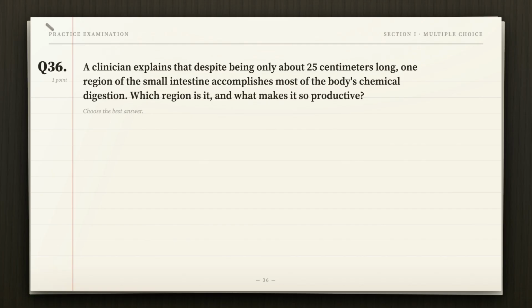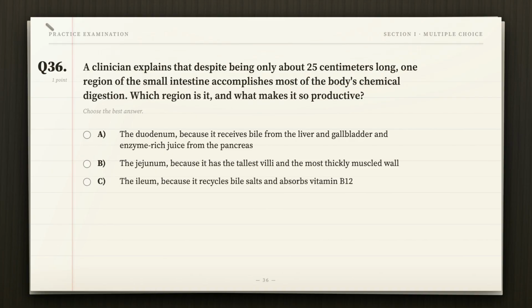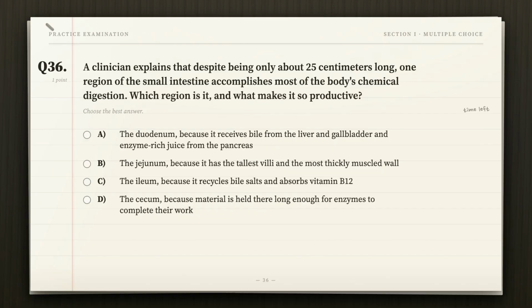Your options are A. The duodenum, because it receives bile from the liver and gallbladder and enzyme-rich juice from the pancreas. B. The jejunum, because it has the tallest villi and the most thickly muscled wall. C. The ileum, because it recycles bile salts and absorbs vitamin B12. D. The cecum, because material is held there long enough for enzymes to complete their work. What's your answer? Commit to one before I continue.